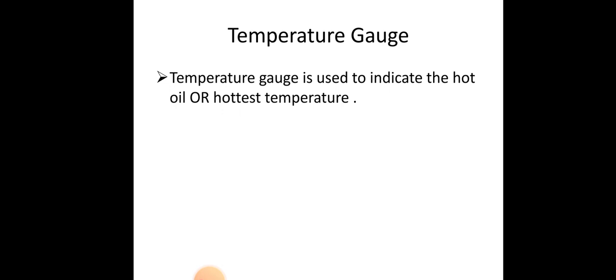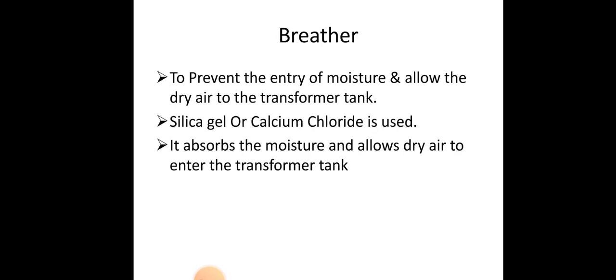So next one, temperature gauge. Every transformer is provided with a temperature gauge. It is used to indicate the hot oil level or hottest temperature. So next one, breather. The purpose of the breather is to prevent the entry of moisture and allow dry air into the transformer tank.